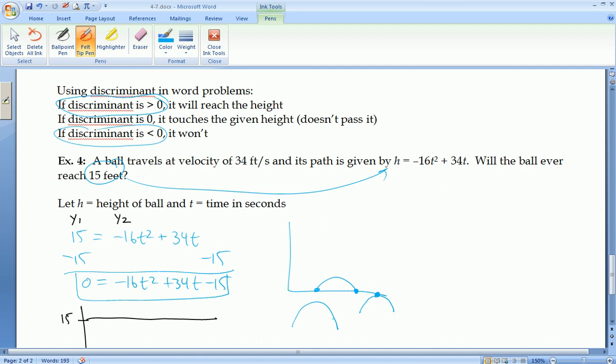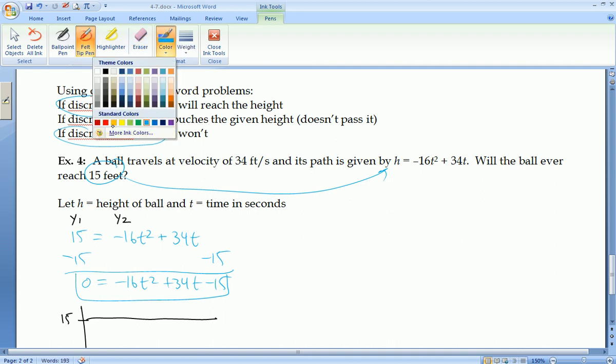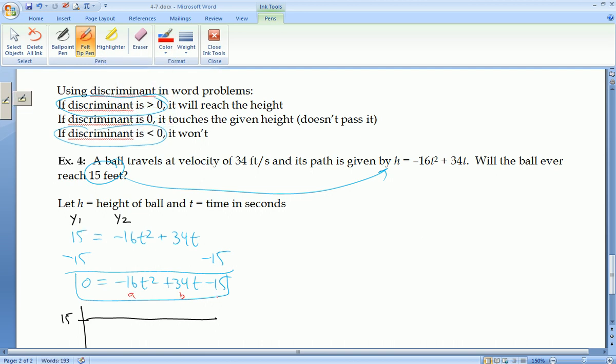Okay, because we subtract the 15 on the other side, all we're talking about is if it reaches the x-axis above it, on it, or below it. So we can erase this part right now. I was just trying to give you a visual here. So we're going to use our discriminant right now. So identify our A, B, and C. And if it's positive, it's going to reach its height for sure. If it's 0, it's going to reach it but doesn't pass it. If it's less than 0, then it's definitely not going to reach it.